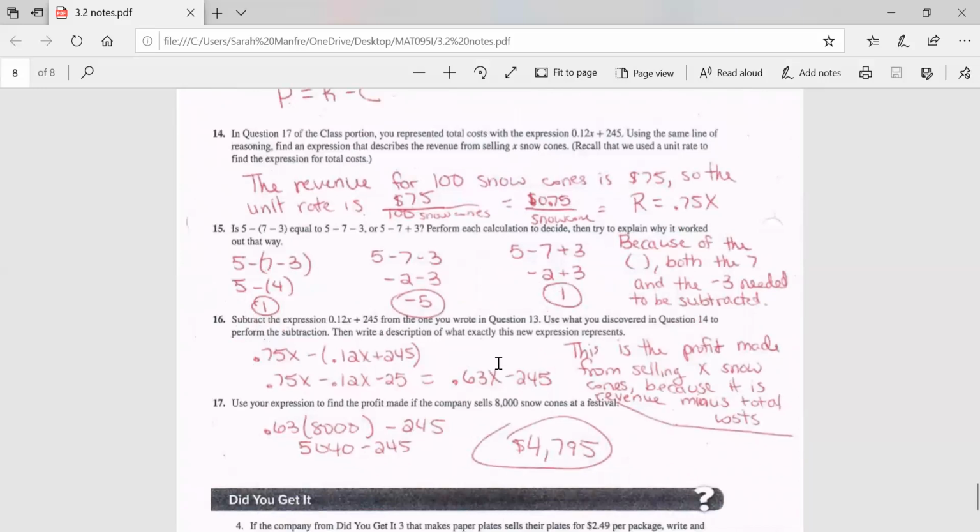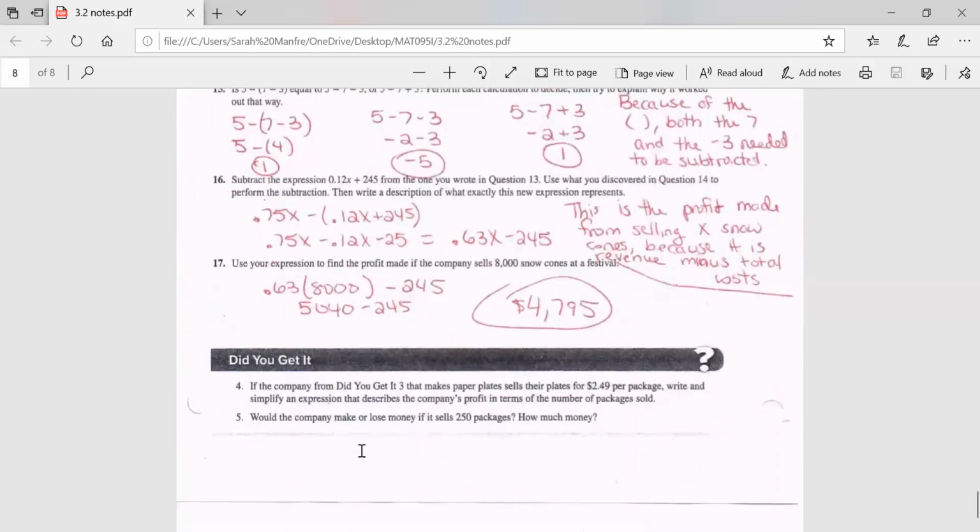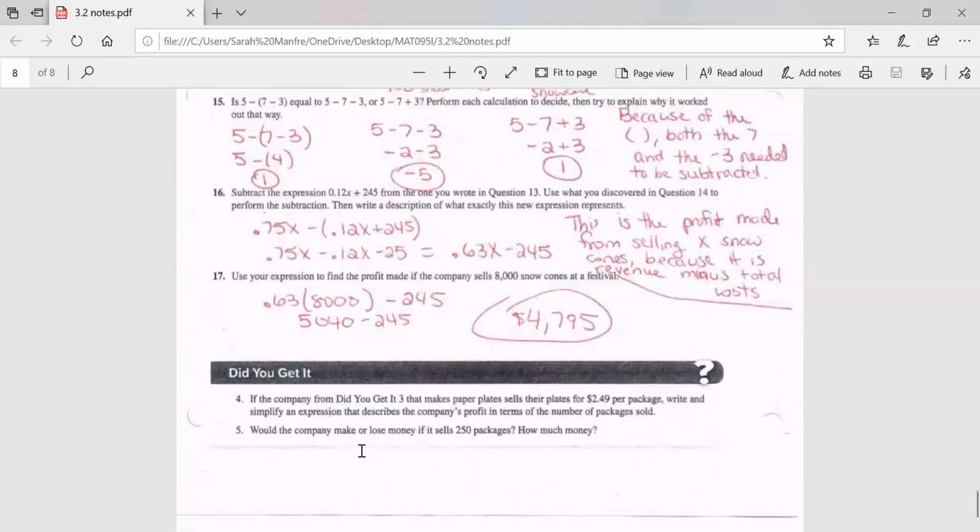And if we take this new equation that we just found, okay, remember this is my profit equation, we can figure out how much profit they will make if the company sells 8,000 snow cones. We'll replace x with 8,000, so 63 cents times 8,000 is 5,040. Take away 245 means that if they sell 8,000 snow cones, they're going to take home $4,795. Okay, so that is the end of that.